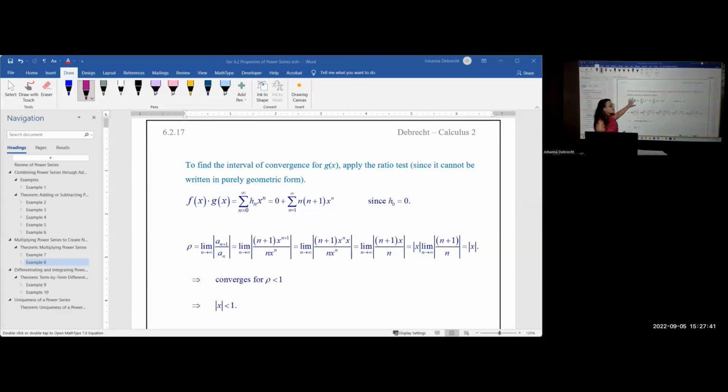Okay, so I've pasted what f of x times g of x is. It's the series from 1 to infinity of n times n plus 1 times x to the n. And again, h sub 0 is 0. That's why we're starting at 1. So then I apply the ratio test with the sum ends being the formula for a sub n. So I replace in here my n with n plus 1.